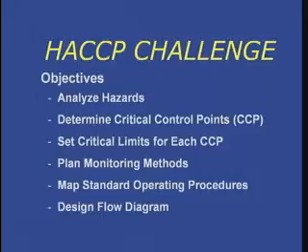Each food item should be analyzed for hazards. Critical control points should be identified from the flow of the food. For each critical control point identified, critical limits must be set. Monitoring methods must be planned, and standard operating procedures should be mapped in a HACCP plan. The culmination of this activity should be a flow diagram that has been designed following the flow of the food, identifying critical control points, and setting critical limits.